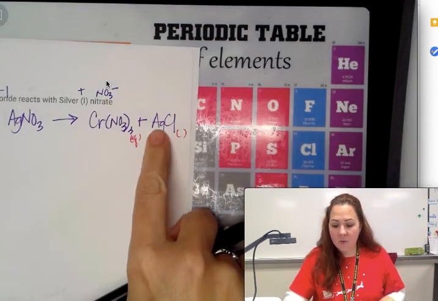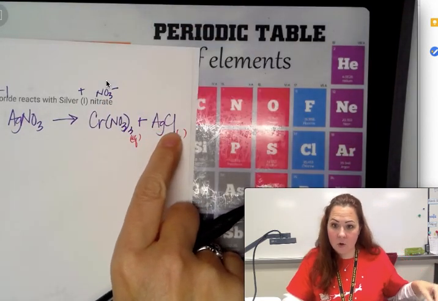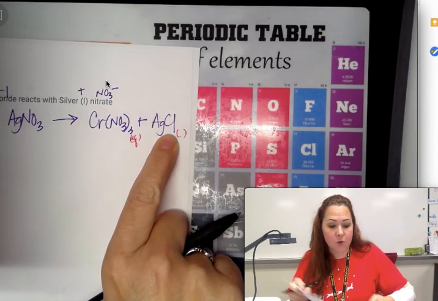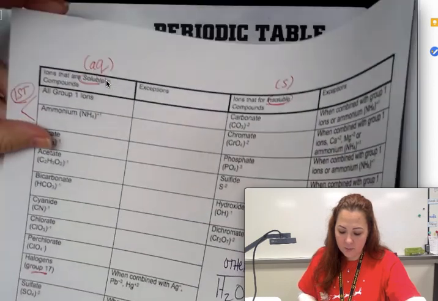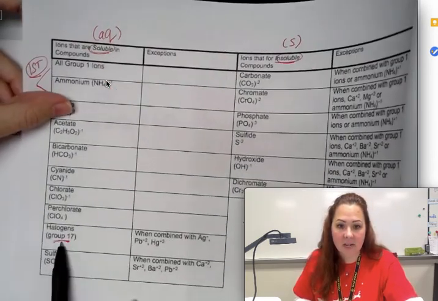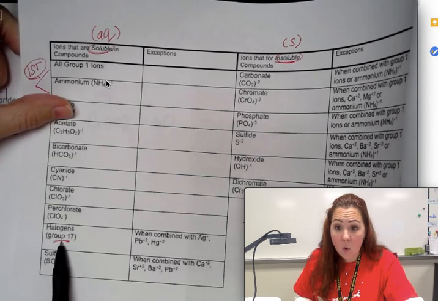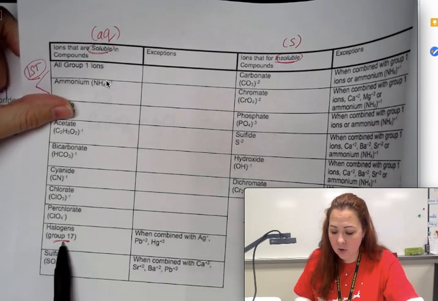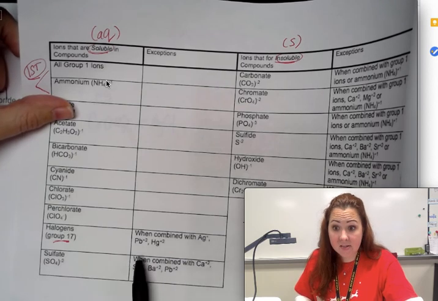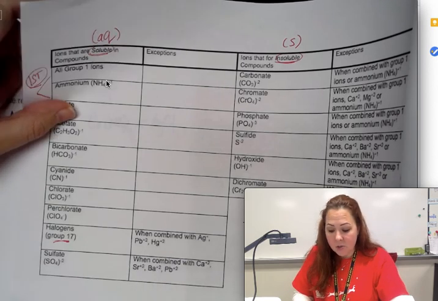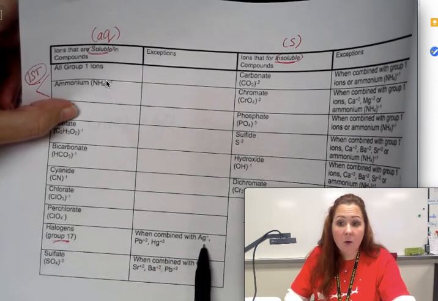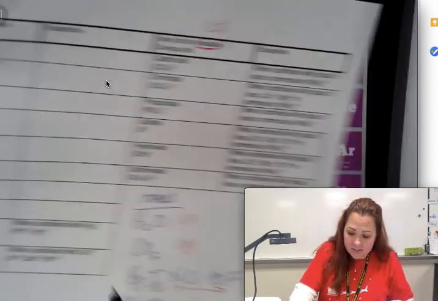Now my silver with my chlorine. Silver does not live in group number 1 on the periodic table, so I'm going to find chlorine on my chart. When I find chlorine on my chart, it's a halogen. It's in group number 17. Halogens are always going to be aqueous unless they're combined with silver, right there, lead, or mercury. So this is an exception to that rule. Because I have a halogen with silver, we're no longer aqueous. This one is a solid.